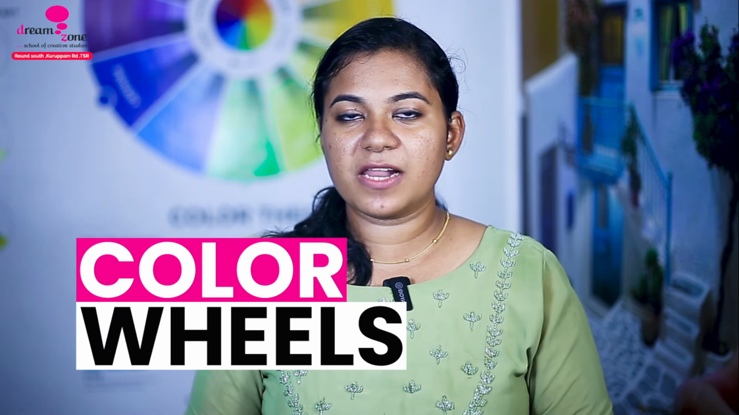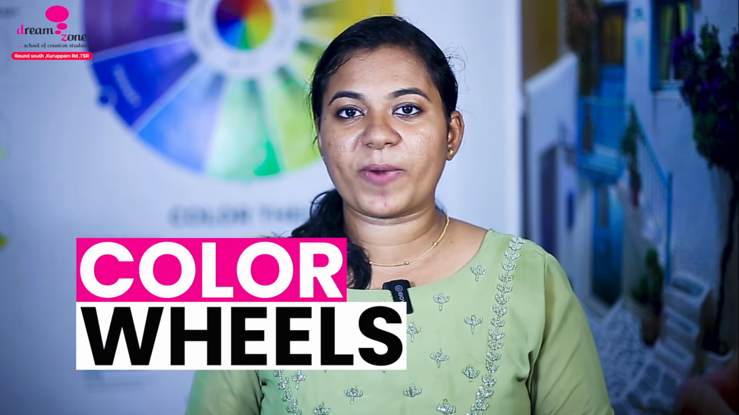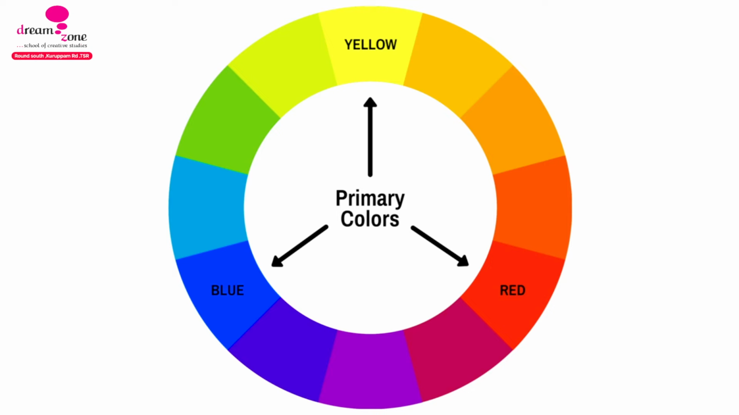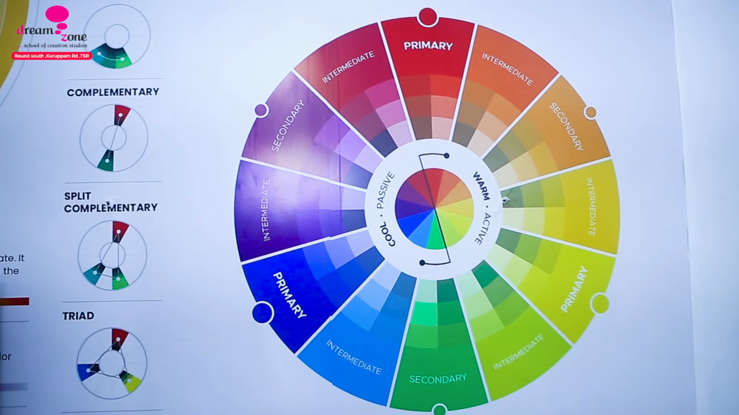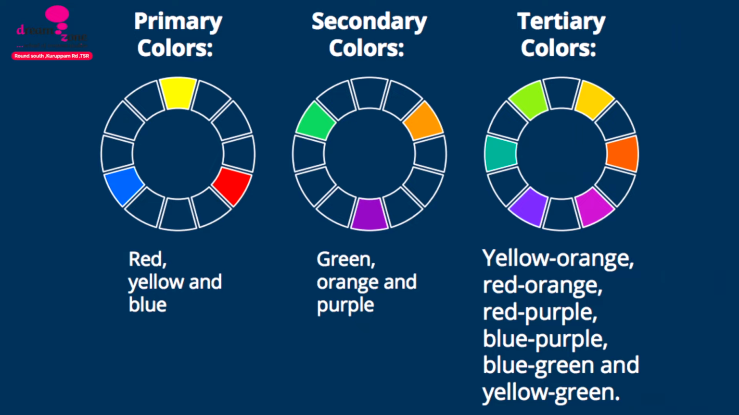What is a color wheel? A color wheel is a visual representation of primary colors and how they create other visible colors as well. It's a circular diagram with 12 shades of colors. Primary colors are mainly yellow, blue, and red. These are the basic colors which are used to make the other sectors, that is secondary and tertiary colors.